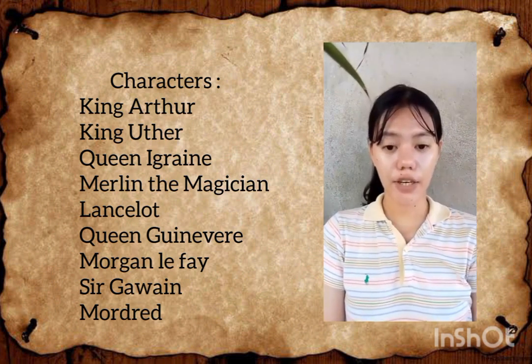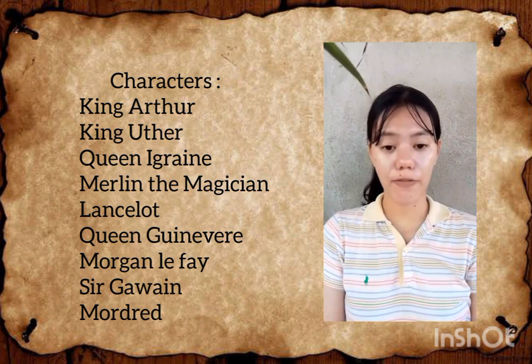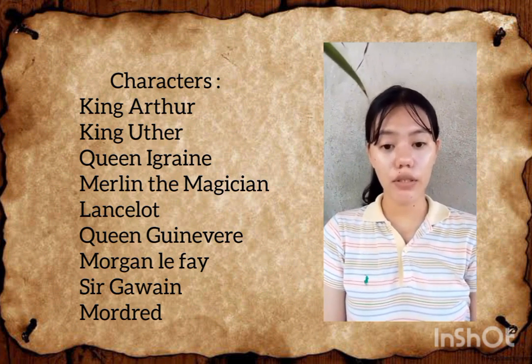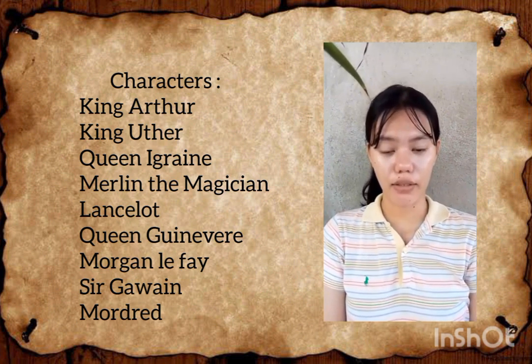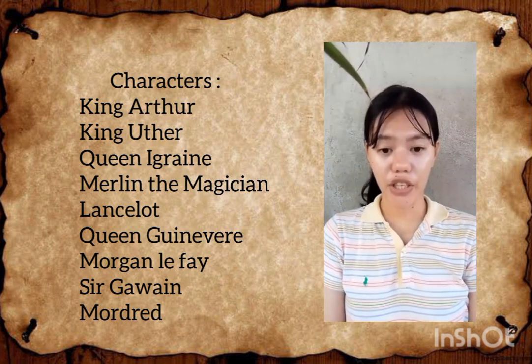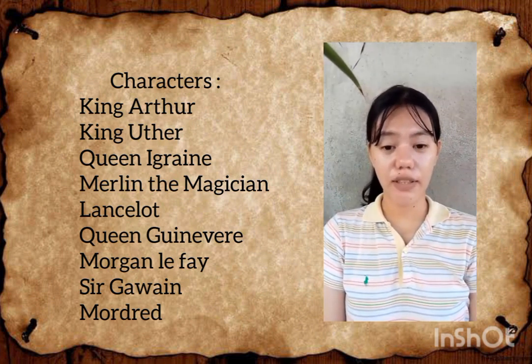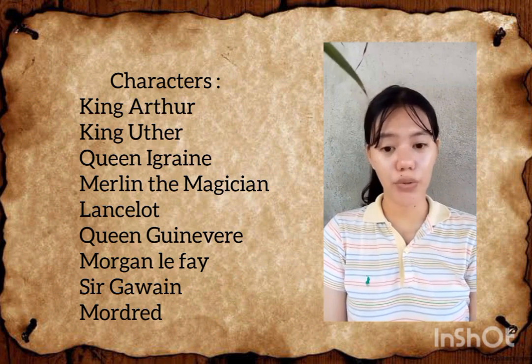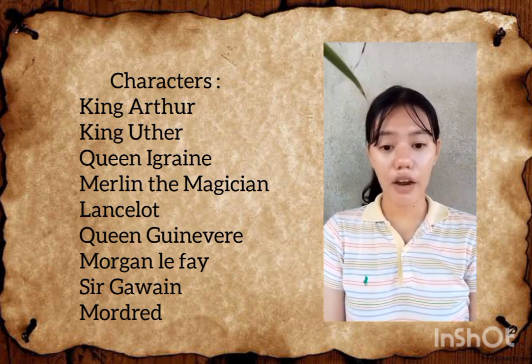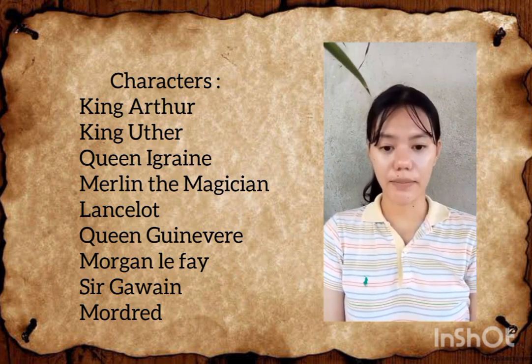And next we have Sir Gawain. He was the brother of Mordred and Gareth. He was also the most prominent knight at court. And lastly we have Mordred. He was a sullen and evil knight. He wants to usurp the throne upon the absence of King Arthur in France.